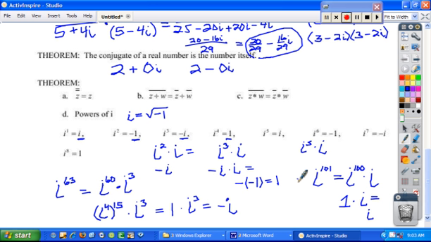So split things up into a power divisible by 4. That part cancels out, and your leftover is either going to be i to the 1, i to the 2, or i to the 3, and you can figure out each of those. Okay?